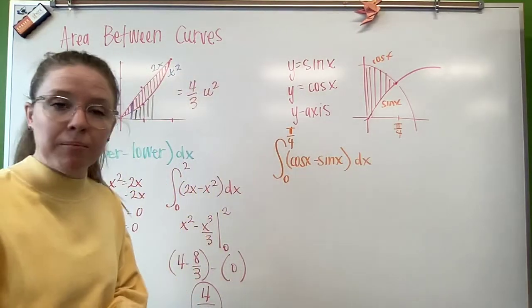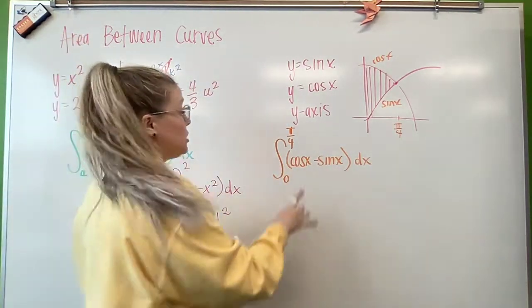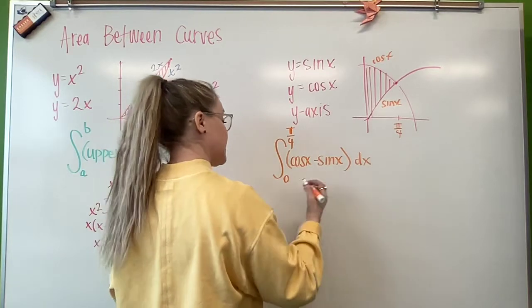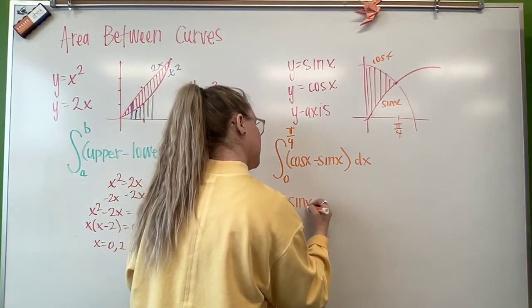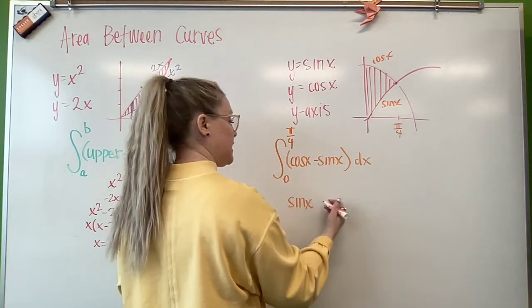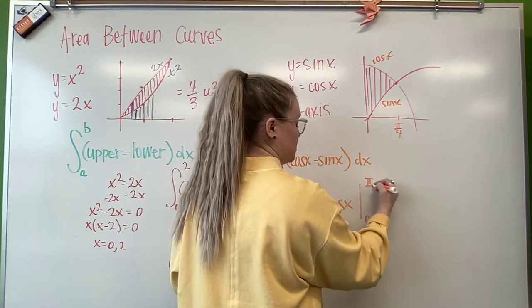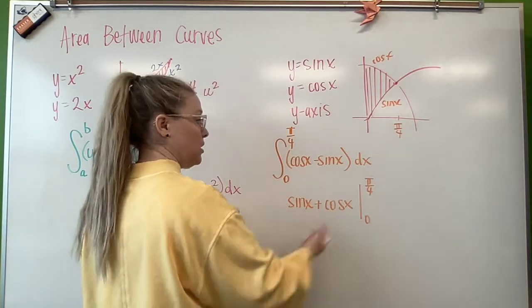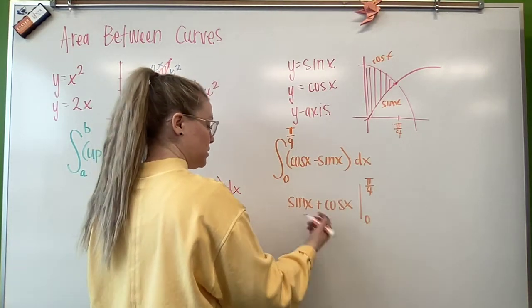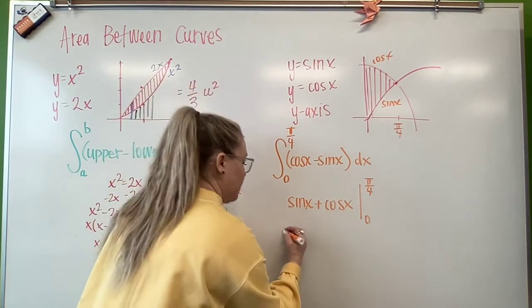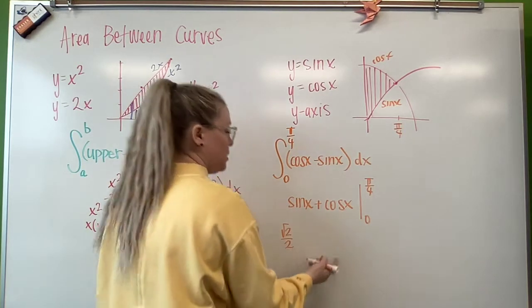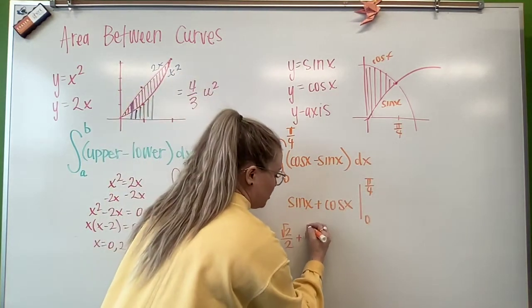And once it's set up, I'm ready to just antiderive. So the antiderivative of cosine of x is sine of x. The antiderivative of negative sine of x is cosine x, from 0 to pi over 4. So I plug in pi over 4. The sine of pi over 4 is root 2 over 2. Cosine of pi over 4 is also root 2 over 2.